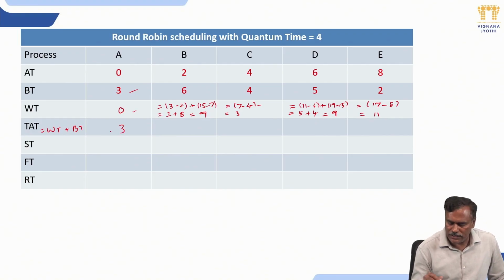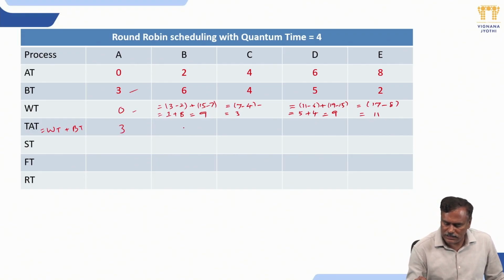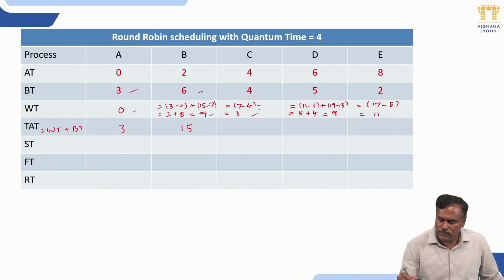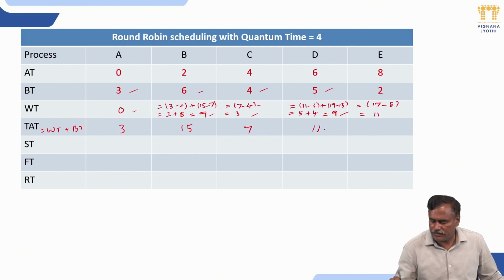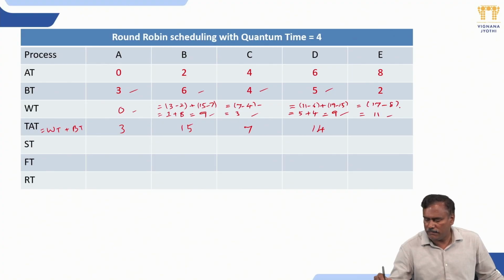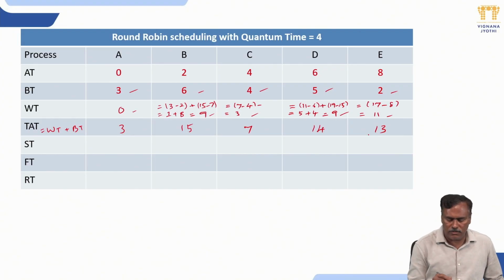0 plus 3, that is 3. 9 plus 6, that is 15. 9 plus 6, that is 15. And then 3 plus 4, 7. This is 9 plus 5, that is 14. This is 11 plus 2, that is 13. So this is the turnaround time.